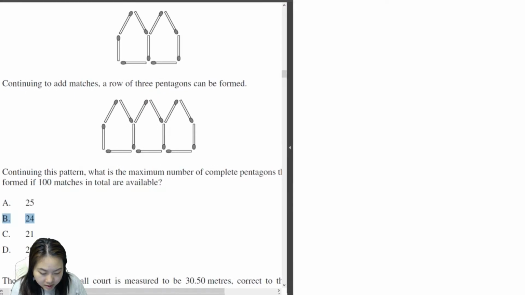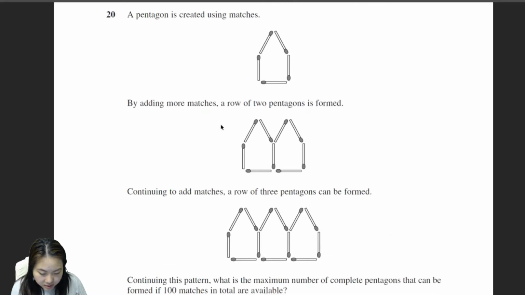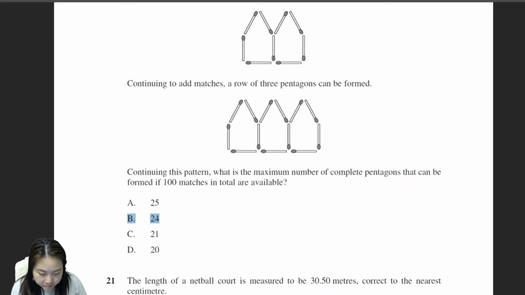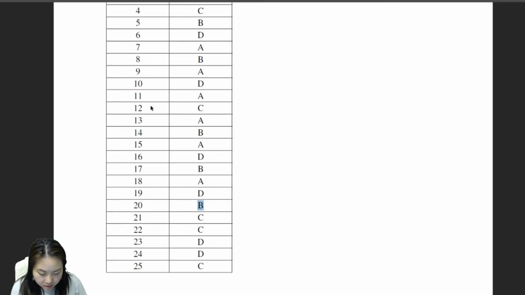So I'm going to say for this question, 20B. Yay!